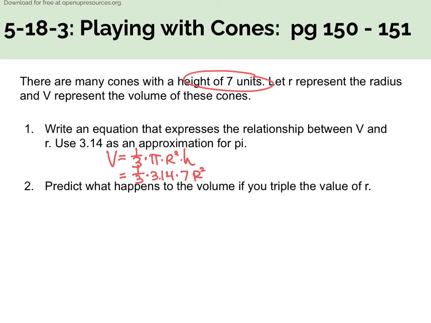Let's do 1/3 times 3.14 times 7. What do we get? And we're going to round it to the nearest hundredths place. So what we get in our calculator is 7.326 repeating. And we want to round it to 2 decimal places.